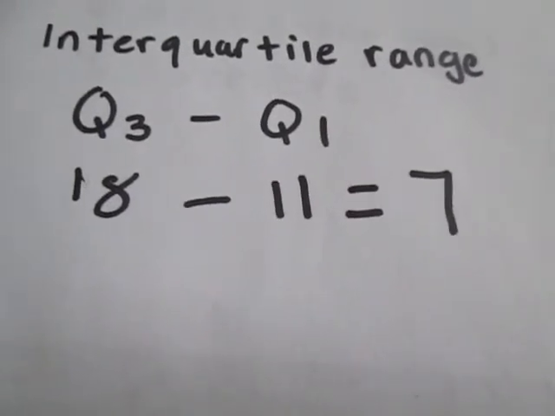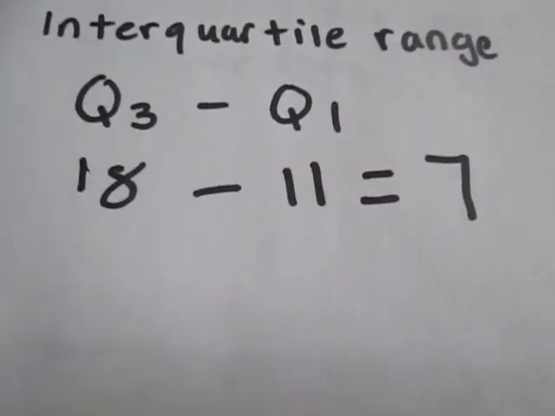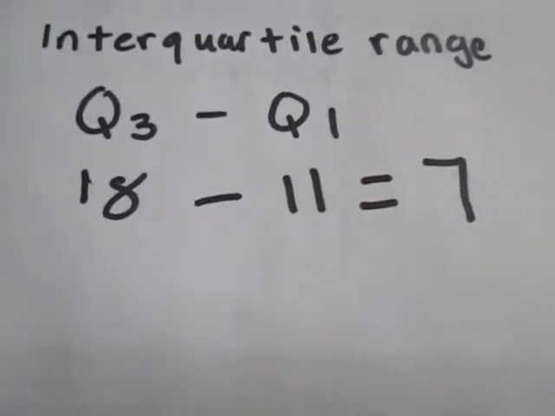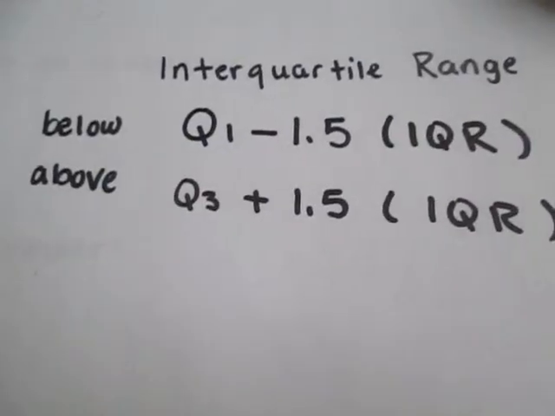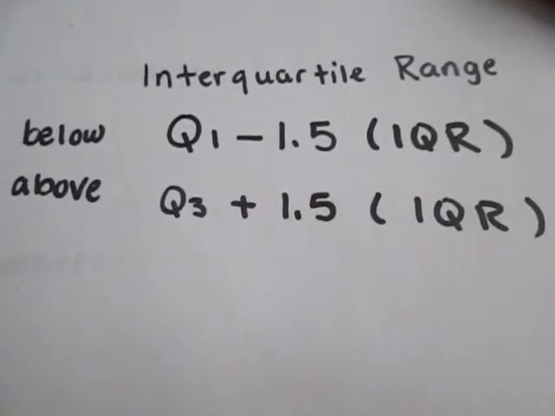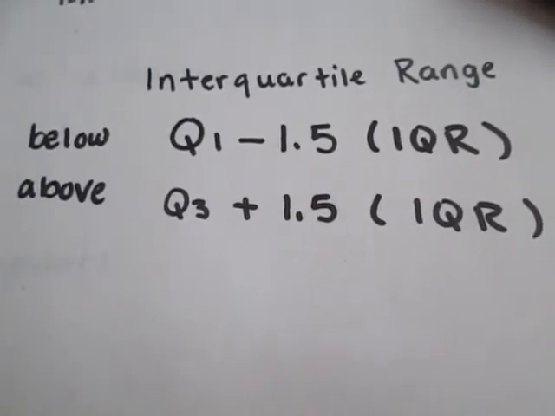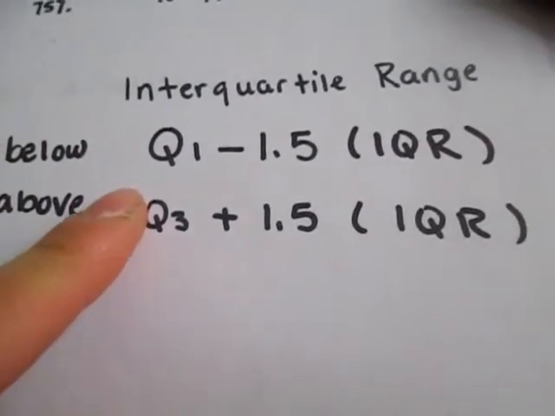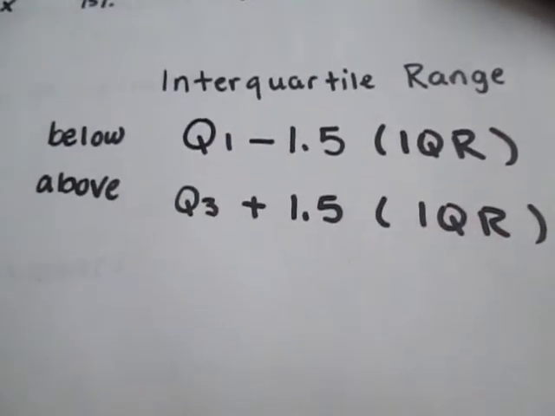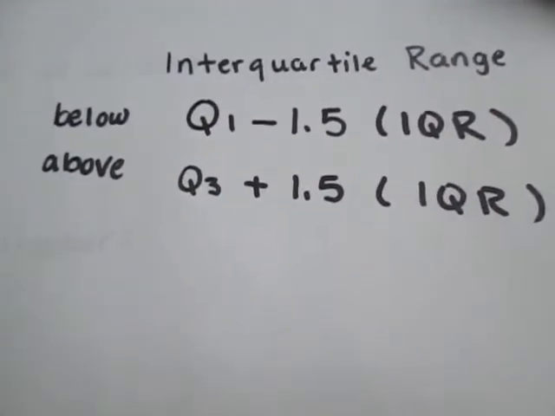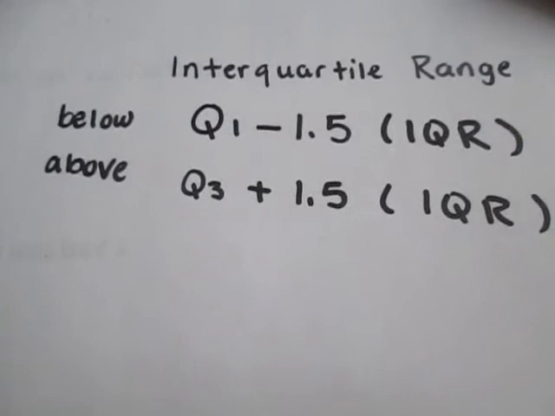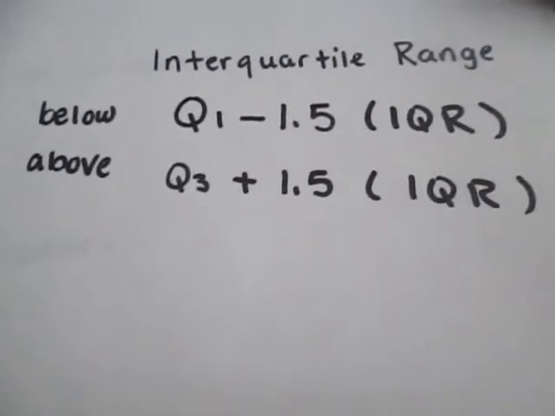You may be asking yourself, can it be that easy? Well, the answer is yes, but you must do something else with the interquartile range. The interquartile range is used to identify outliers in the data. So anything below the value of quarter 1 minus 1.5 times the IQR would be considered an outlier, and anything above quarter 3 plus 1.5 times the IQR would be considered an outlier.